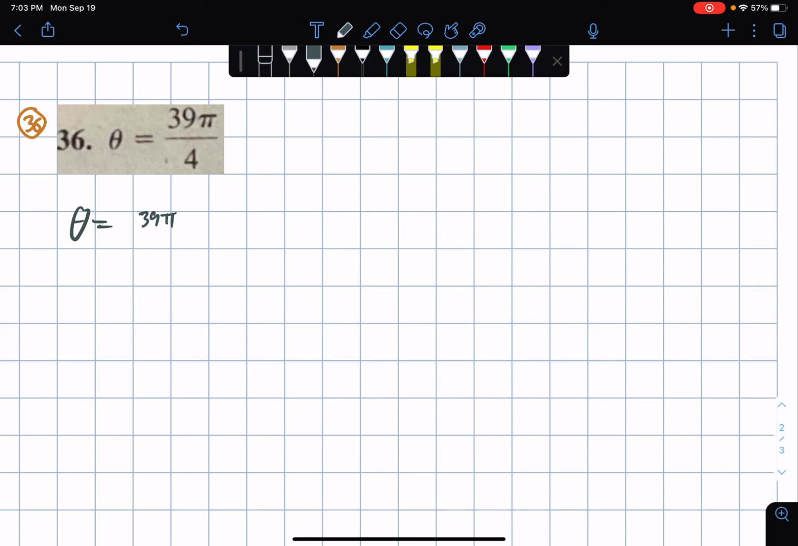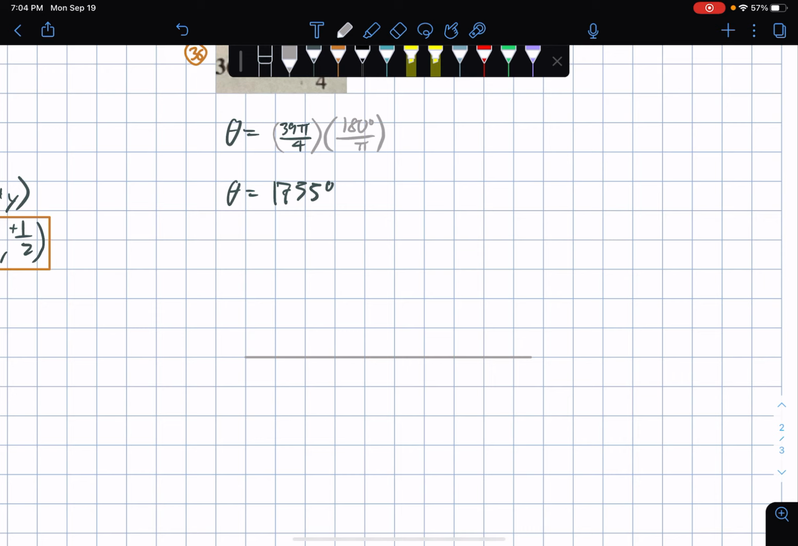Theta is equal to 39 pi over 4 times 180 degrees over pi. Theta is equal to, right, put the values in the calculator. 39 pi over 4 times 180 degrees over pi. We get 1,755 degrees. So let's see how many 360s can fit in 1,755.